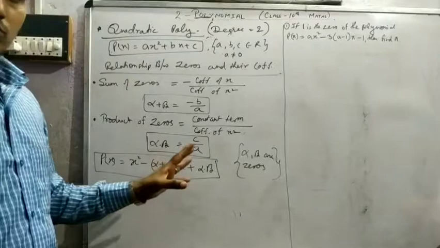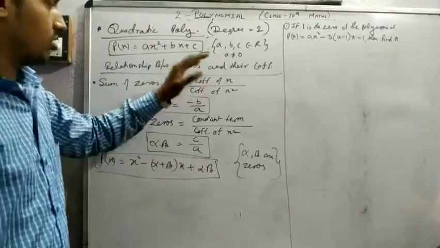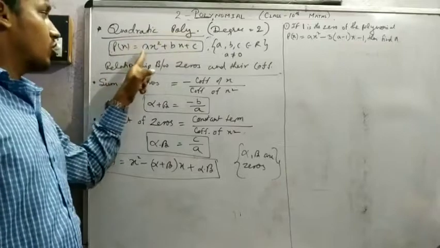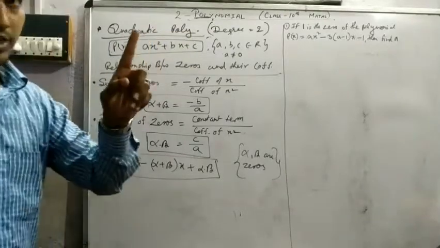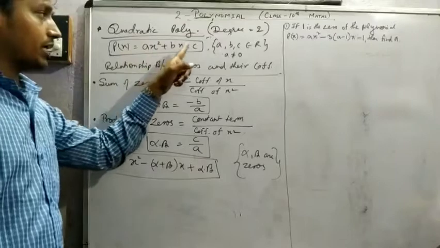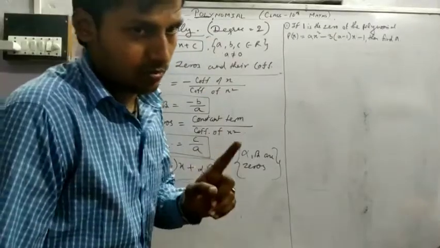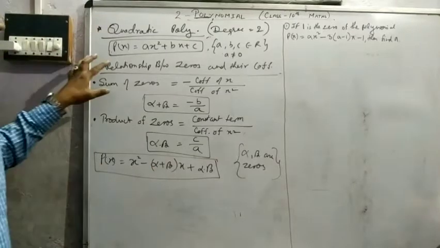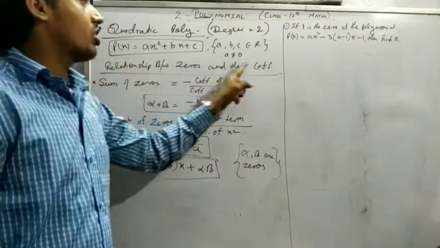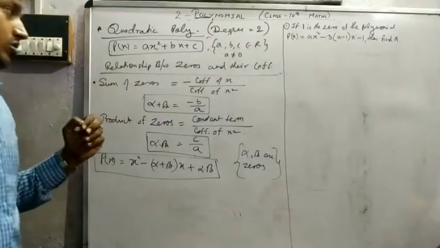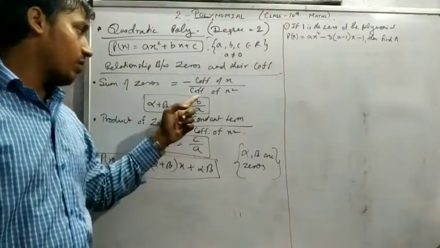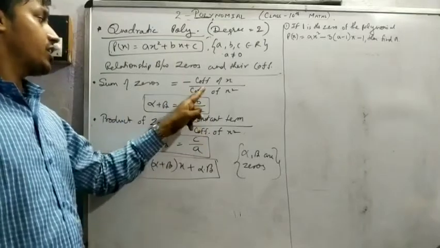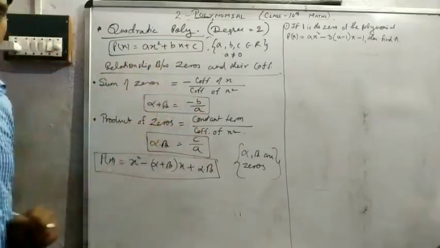I have to summarize them. The quadratic polynomial information: the standard form of the quadratic polynomial in terms of coefficients is ax square plus bx plus c, where a, b, c are constant real numbers and a can't equal 0. The relationship between zeros and their coefficients: sum of zeros alpha plus beta is equal to minus b upon a. b is the coefficient of x, a is the coefficient of x square, with a negative sign.